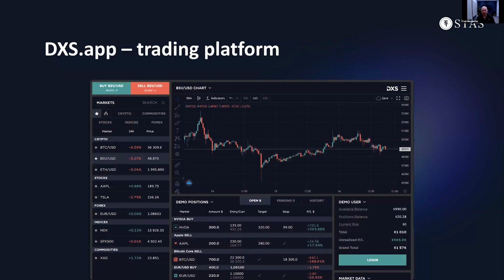DXS app, a trading platform using Stars tokens. These guys are highly skilled. They also built an SDK for Stars tokens as well. These guys are kicking a lot of goals. They have a very clear vision of what they want to build. And I've seen their products evolve over time, and I'm very impressed with what they've done.